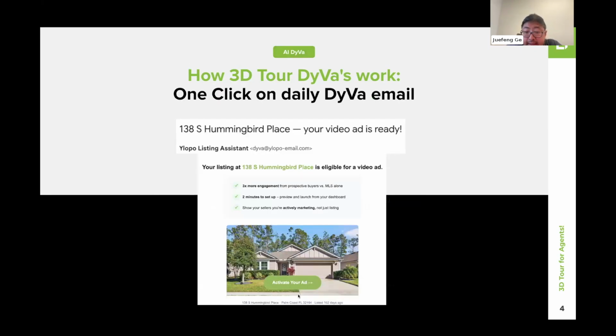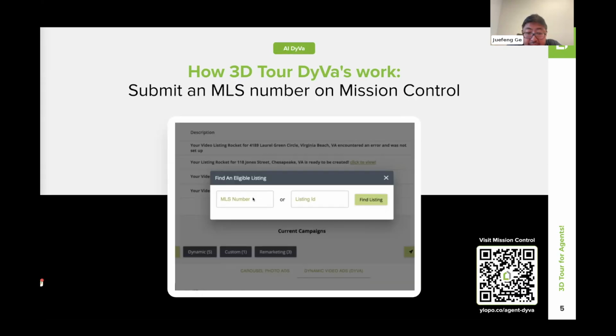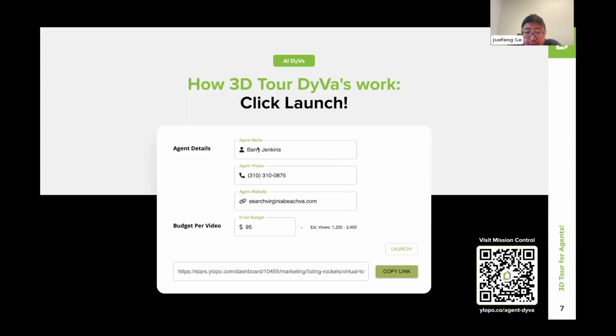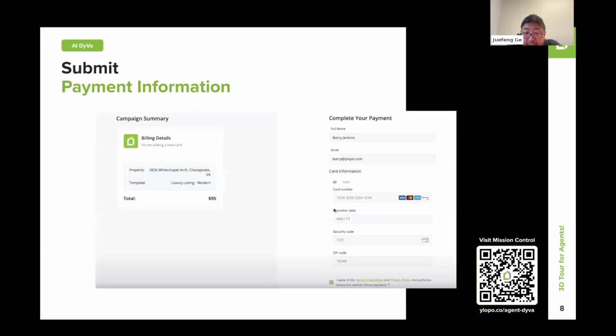So easiest way is to click activate ad from your email. If you want to look for a specific listing, go into mission control and put in the MLS number. Once you do that, we're going to show you the listing to confirm that it's the right listing. You're going to confirm all of your agent details, put in your credit card if you haven't done so, and that's it. You press launch, it's going to go.